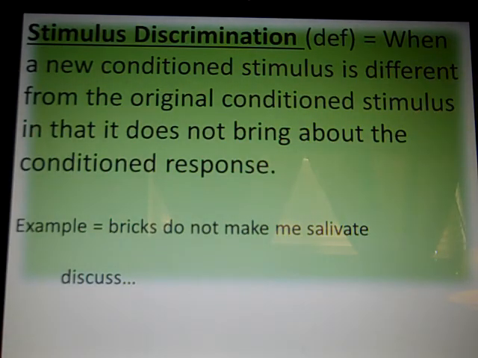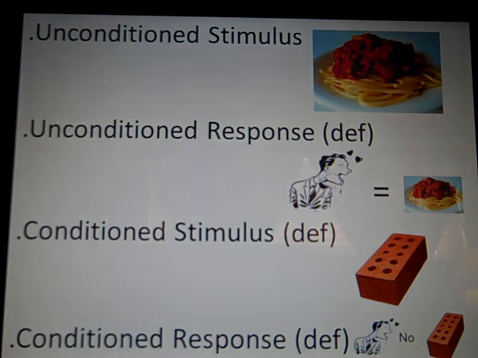Stimulus discrimination. This happens when a new conditioned stimulus is different from the original conditioned stimulus in that it does not bring about that same conditioned response. For example, let's say that I come home, same example to keep it simple, with the spaghetti. Again, just like always, the unconditioned stimulus and the unconditioned response will not change. The spaghetti always makes me salivate. That's an instinctive, natural process. Now, I come home and my wife has bricks on the table set where the cream-colored plates normally would be. If I came home from work and saw the bricks sitting where the plates would be, would that make me salivate? No, because the bricks in no way resemble the cream-colored plates.